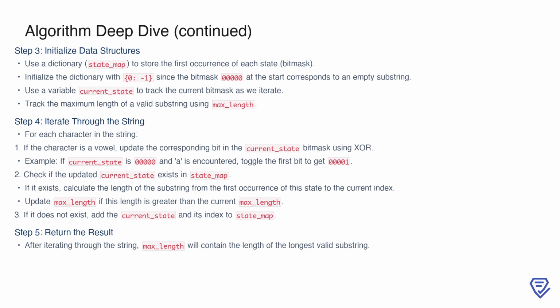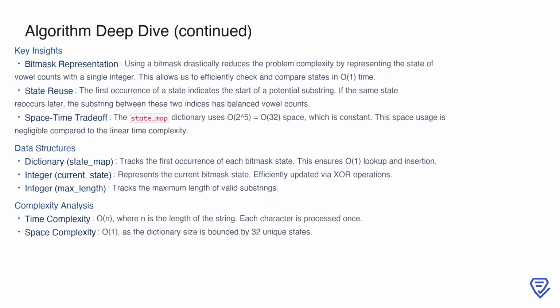As we iterate through the string, if a character is a vowel, we update the corresponding bit in the current_state using XOR. For example, encountering a in a state of 00000 would toggle the first bit to 00001. If the updated current_state already exists in state_map, we calculate the length of the substring between the first occurrence of this state and the current index. If this length exceeds max_length, we update it. If the state is new, we add it to state_map with the current index. After processing all characters, max_length will hold the result. The key to this algorithm lies in the efficiency of the bitmask representation.